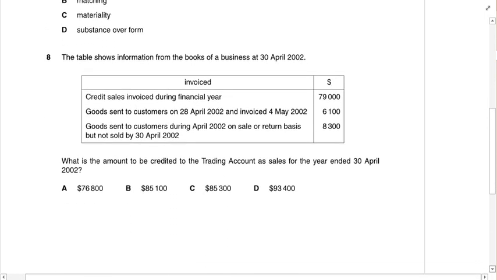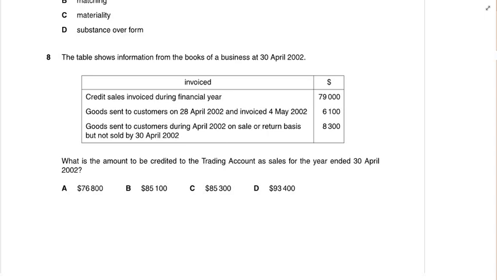So we go to question number 8. The table shows information from the books of a business at 30 April 2002. Right, credit sales invoiced during the year. Goods sent to a customer on 28 April 2002 and invoiced for May 2002. The actual transaction took place on 28 April 2002, though the invoice was sent later. I hope and believe that it is apparent from the facts given that this is a sale for the year ended 30 April 2002, despite the fact that the invoice was sent on 4 May.